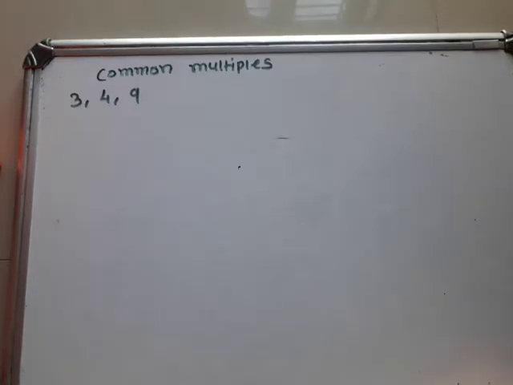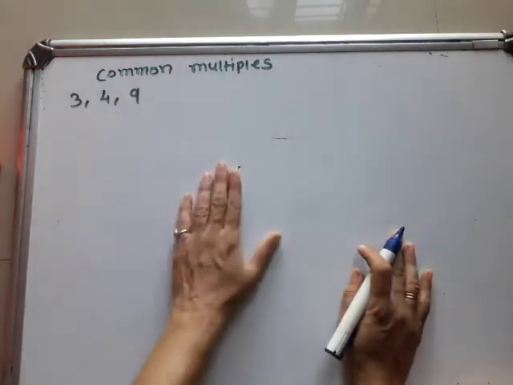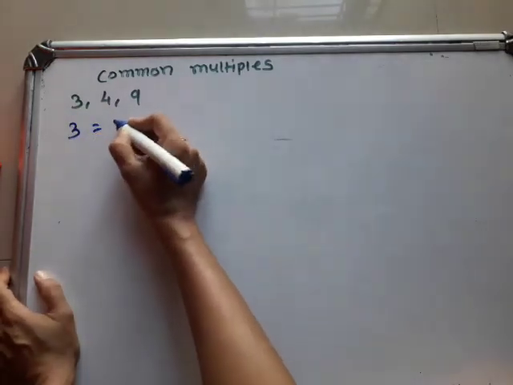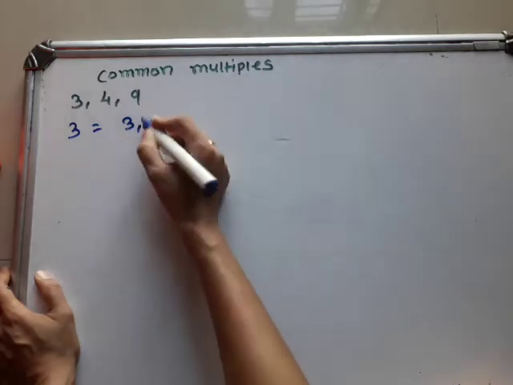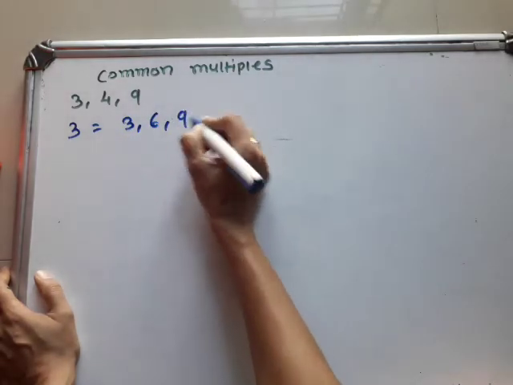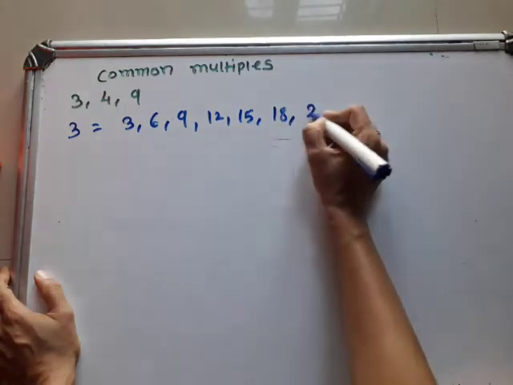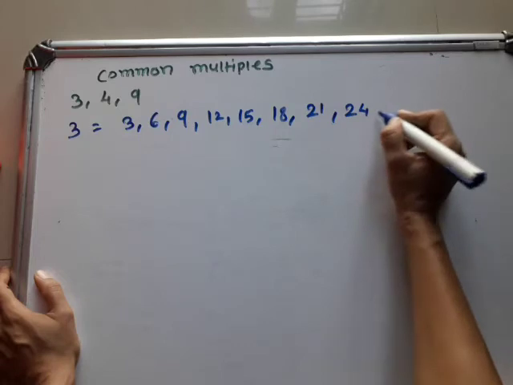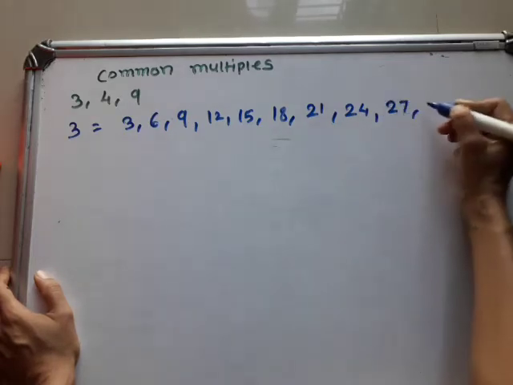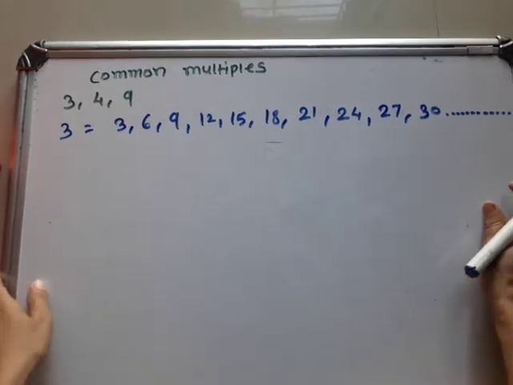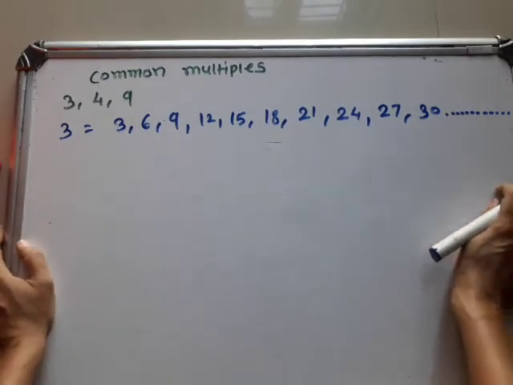Now we find the common multiples, same like common factors. In multiples we multiply the number again and again. First we find the multiples of 3, up to 10. 3 ones are 3, 3 twos are 6, 3 threes are 9, 3 fours are 12, 3 fives are 15, 3 sixes are 18, 3 sevens are 21, 3 eights are 24, 3 nines are 27 and 3 tens are 30, and so on. There is no limit; multiples are infinite.